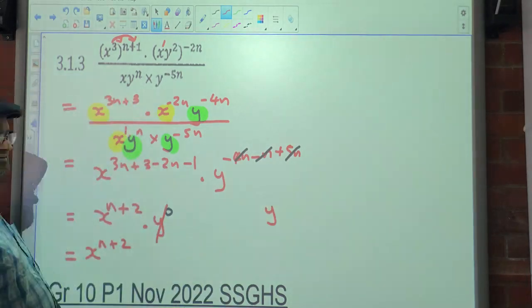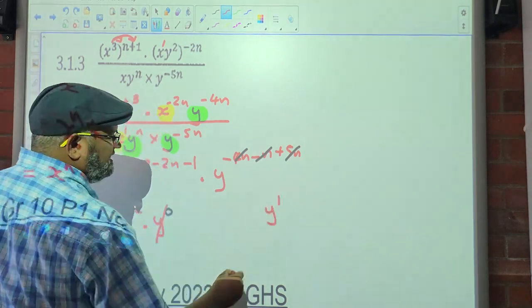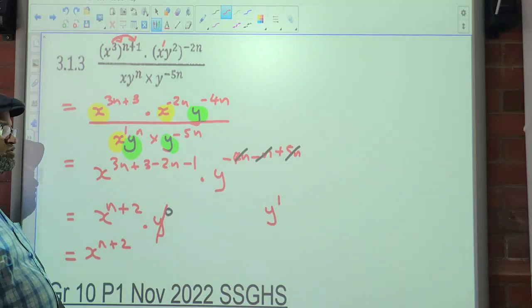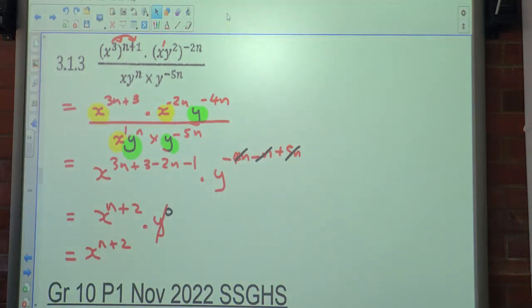Many wrote y in the exam of last year. But remember, if there's no number there, it's a 1. That is why we must put y to the 0, and as we know, anything to the power 0 is 1. Yes, Michael? Why is it plus 5? Because we're bringing that 5 in from the denominator to the numerator. Whenever you bring a plus up, it becomes a minus. If you bring a minus up, it becomes a plus. Do you understand? Any other questions?